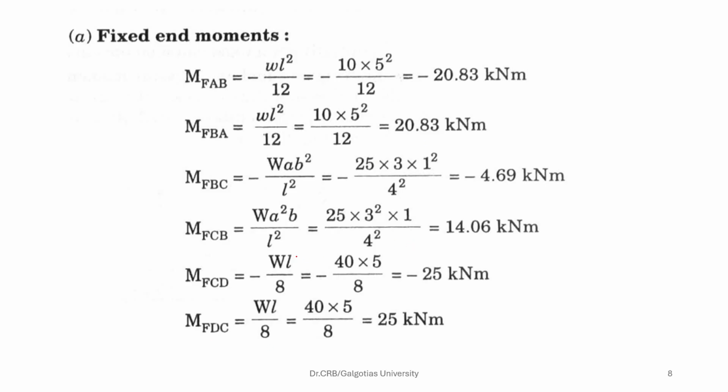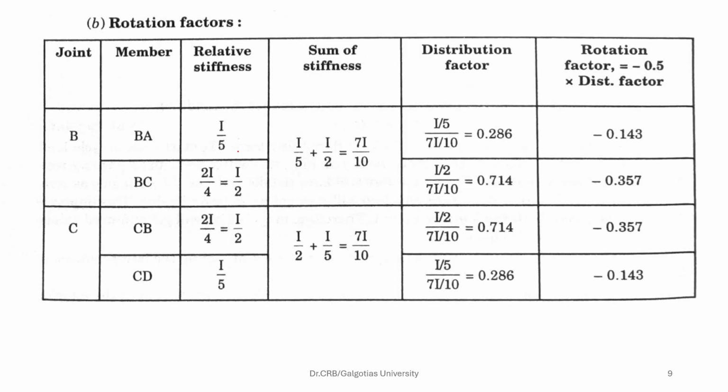Once you are end up with the calculations, then you calculate the rotation factors. So similar to moment distribution method, here we calculate the relative stiffness as I by L for BA, BC, for CB and CD. Then you add the sum of the stiffness, which is obtained here as 7I by 10, and for this also you obtain 7I by 10. Then you calculate the distribution factor similar to the moment distribution method, that is I by 5 divided by 7I by 10. Then here it is I by 2 divided by 7I by 10. Then this is I by 2 by 7I by 10. This is I by 5 by 7I by 10. You get all these values.